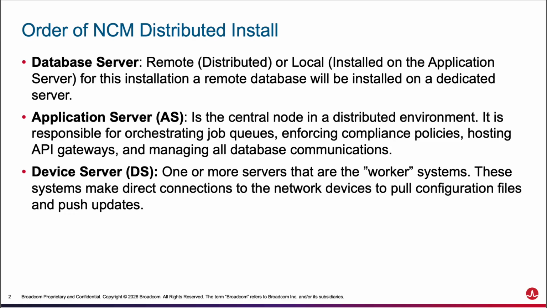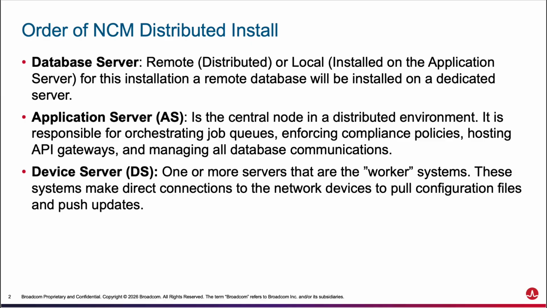The installation of a Broadcom NCM distributed environment begins with the database server, which serves as the foundational data tier for the entire system. In smaller scale deployments, the database can be co-located on the application server to save resources. However, for the purposes of this demonstration, we will be deploying it on a dedicated server to reflect enterprise-level performance and scalability. This initial step is critical, as the subsequent components of the NCM architecture require an active database connection to complete their own configurations.